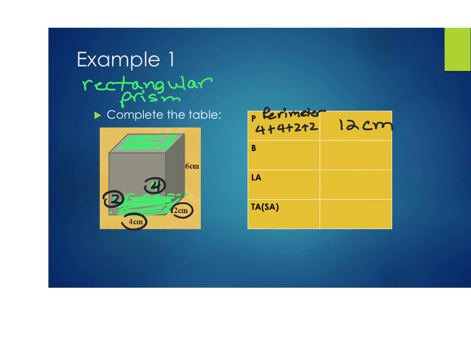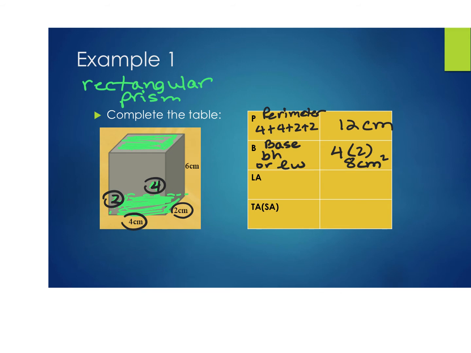For the base shape, the capital B represents the area of the base, and my base is a rectangle. So I can either do base times height or length times width. So 4 times 2, and it's 8 centimeters squared.